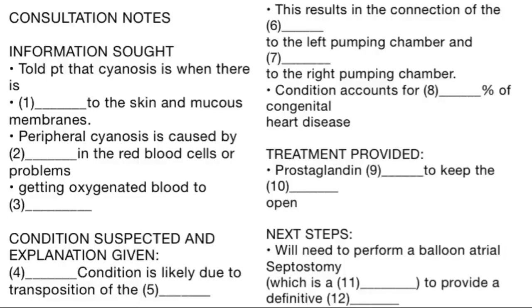And how is it being treated? We started a prostaglandin medicine to keep the ducts open because it closes naturally after birth. We will also need to do a balloon atrial septostomy, which is a surgical procedure in which a small hole is created between the upper two chambers of the heart, the atria. This will improve the mixing of oxygenated and deoxygenated blood at the atrial level, but ultimately an atrial switch operation will need to be performed to provide a definitive correction.